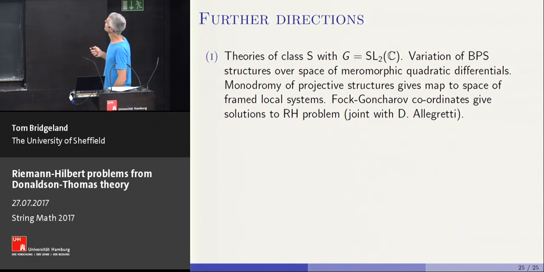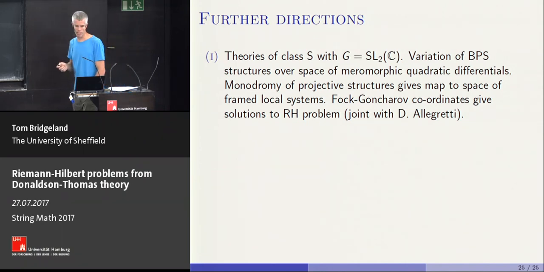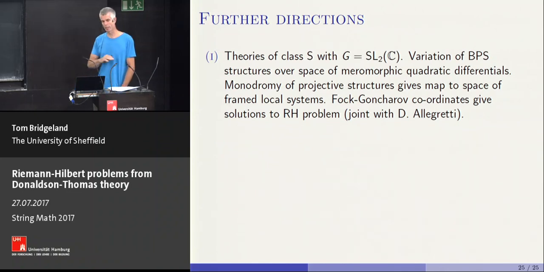And I don't know how to do all this yet, but the basic picture seems to be that the space of stability conditions, I proved with Ivan Smith that the space of stability conditions for these examples is the space of meromorphic quadratic differentials, where you allow also the Riemann surface to vary. So the space is considered with varying Riemann surface and varying quadratic differential.